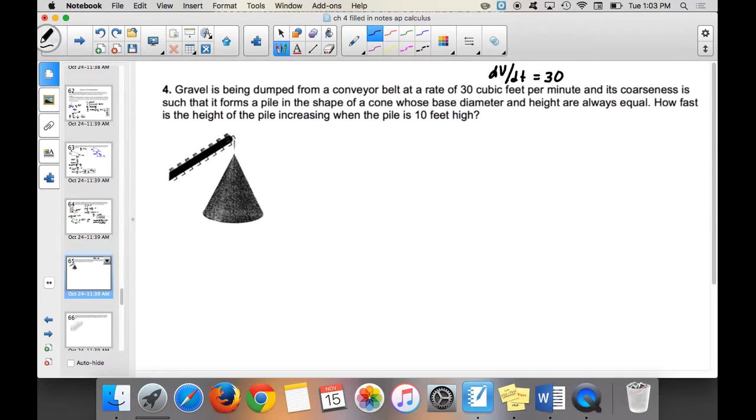All right, so its coarseness is such that it forms in a pile in the shape of a cone whose base diameter is equal to the height.